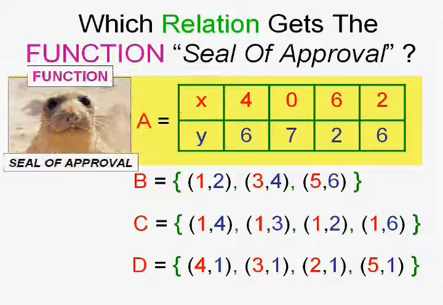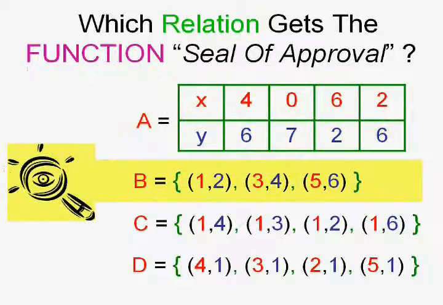So, relation A gets the function seal of approval. Now, let's look at relation B.